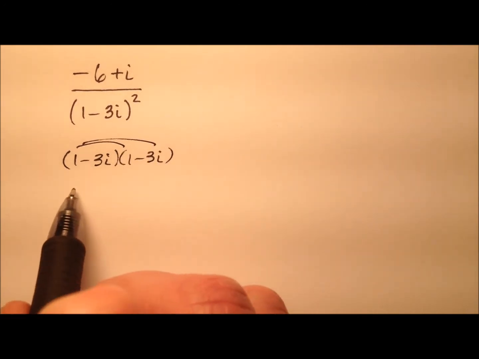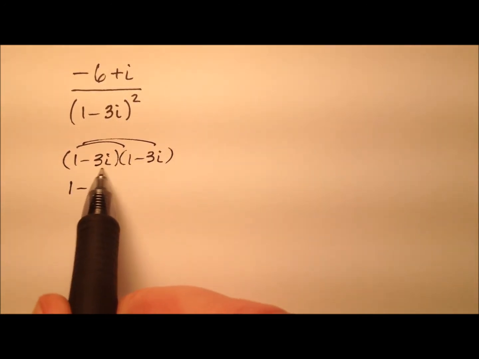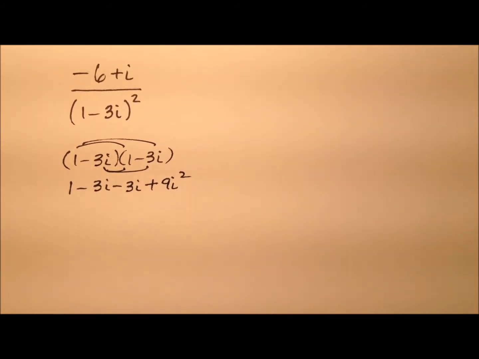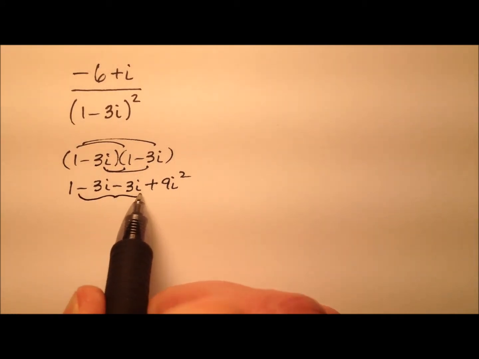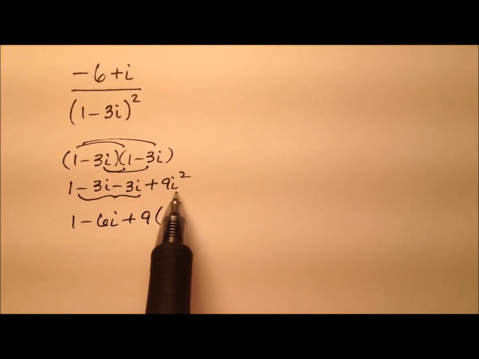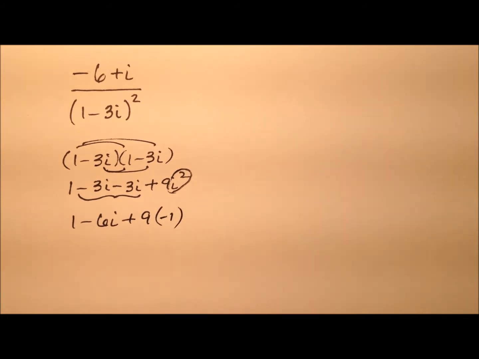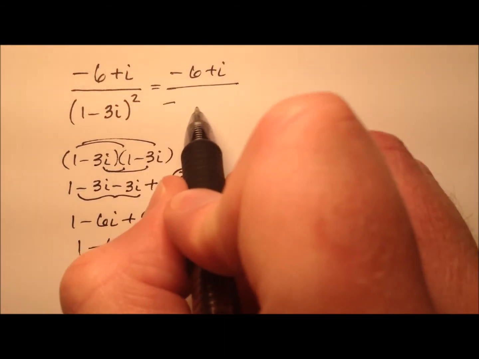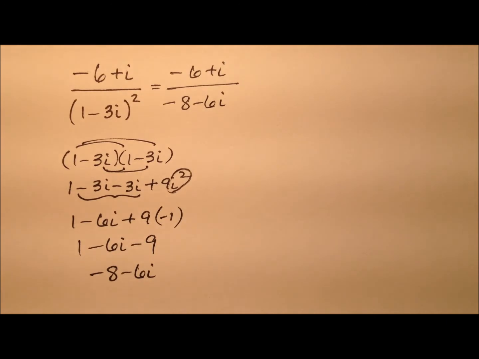So this 1 distributing through there will end up being 1 minus 3i, and then the negative 3i distributing through will be minus 3i plus 9i squared. Okay, well, the two middle terms will go together, so minus 6i, and then it's plus 9 times, well, this i squared is really a negative 1, so 1 minus 6i minus 9 should give us a negative 8 minus 6i for this being squared. So let's go ahead and bring that up. So we'll have negative 6 plus i over, and then this is squared, negative 8 minus 6i.